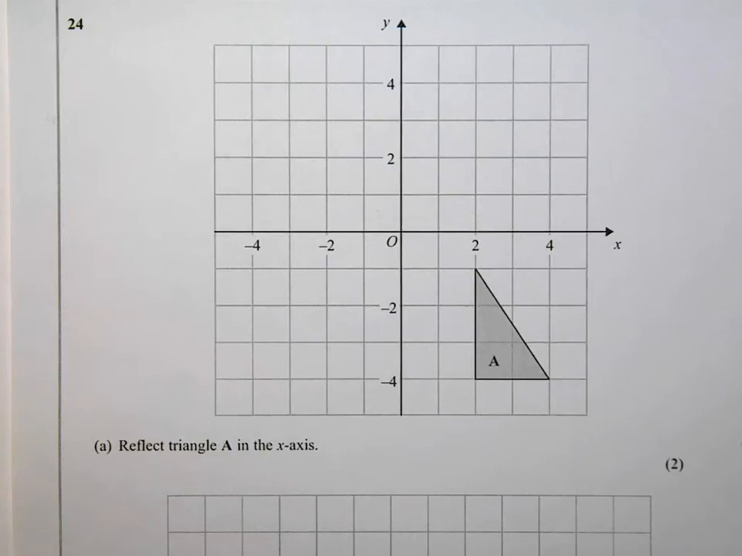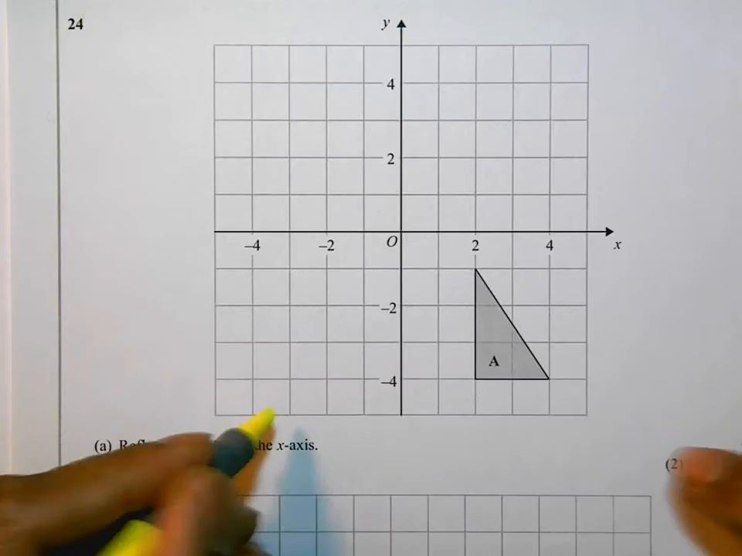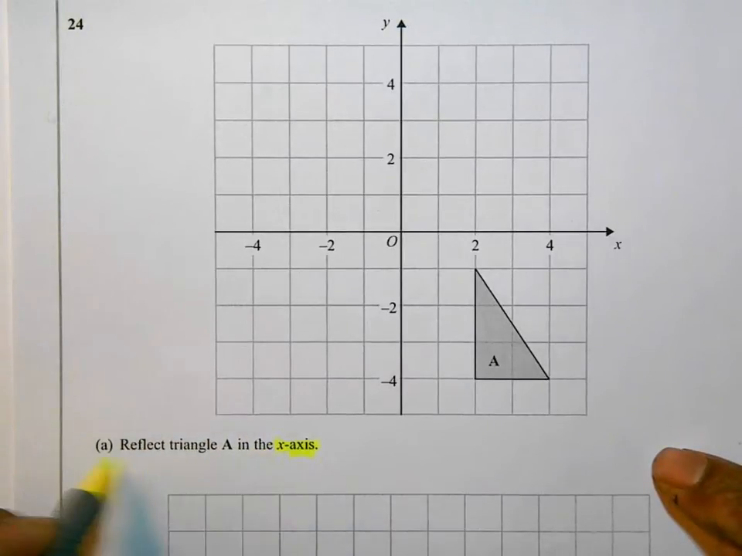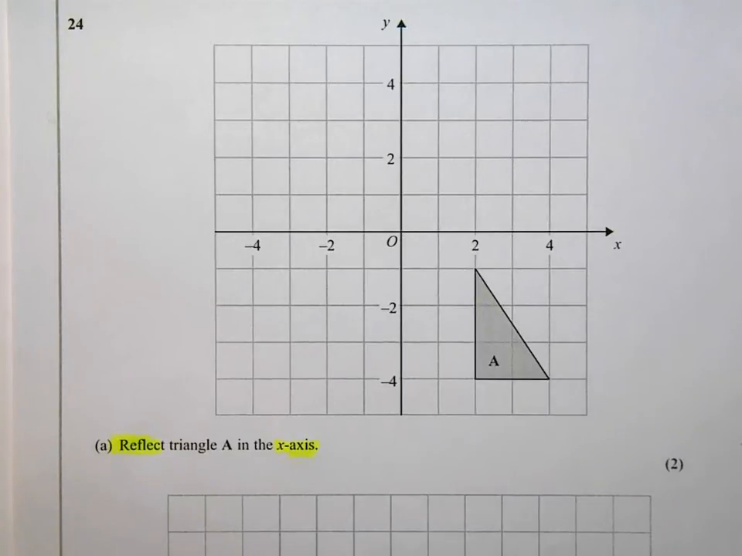Okay, here's question 24. Question 24 says reflect triangle A in the x-axis. So we want to reflect triangle A in the x-axis. They've told you a lot of information here. They want you to reflect it, right? And they want you to reflect triangle A in the x-axis.